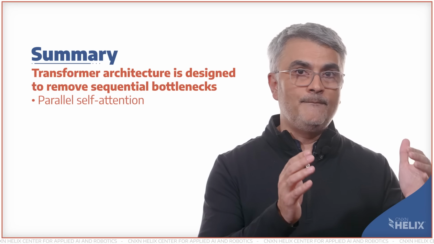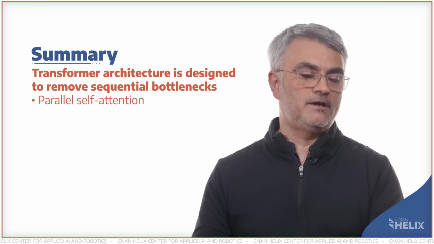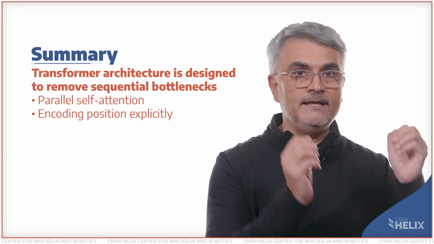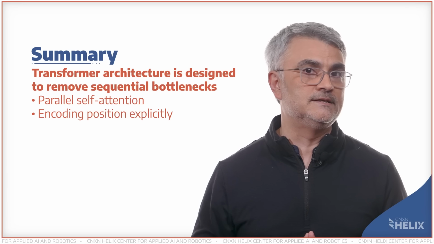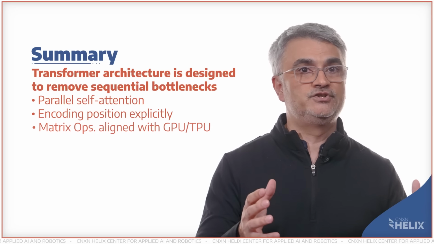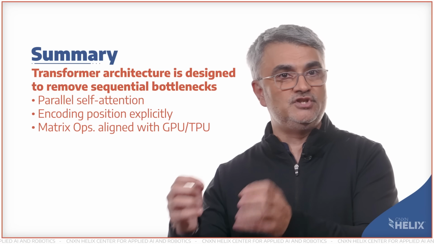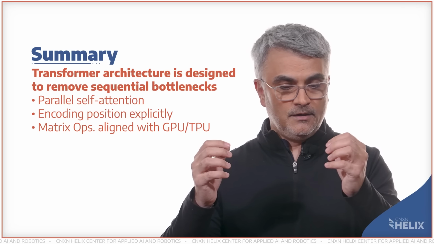So, in summary, the transformer architecture is intentionally designed to remove the sequential bottleneck of earlier models by using parallel self-attention instead of recurrence, by encoding position explicitly instead of relying on stepwise state updates, and by leveraging matrix operations aligned with GPU and TPU hardware. So, in a nutshell, transformers make it possible to scale AI models horizontally and vertically in truly unprecedented ways. And this is the foundation for today's frontier models, not just in NLP, but increasingly in vision, audio, and even multimodal systems.